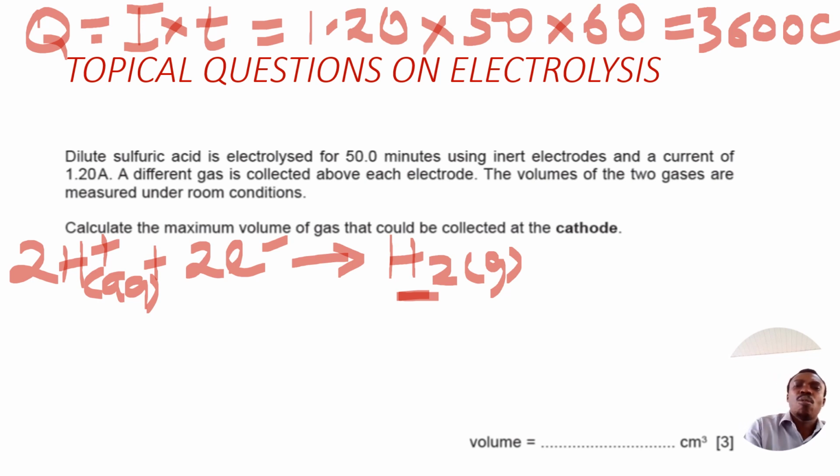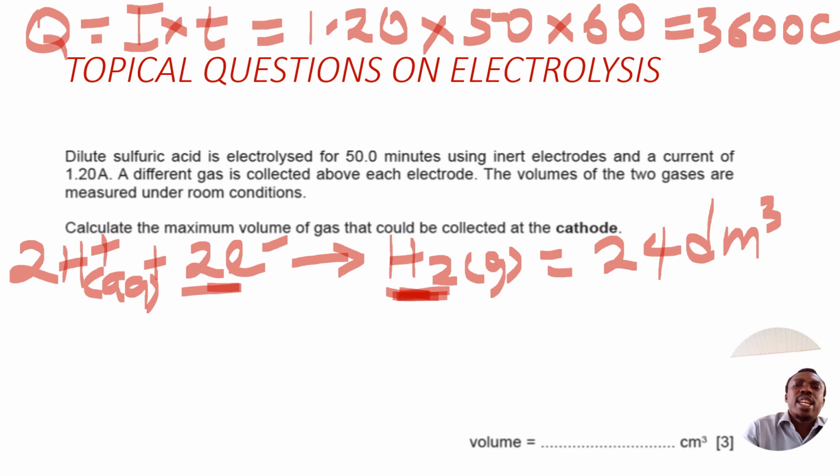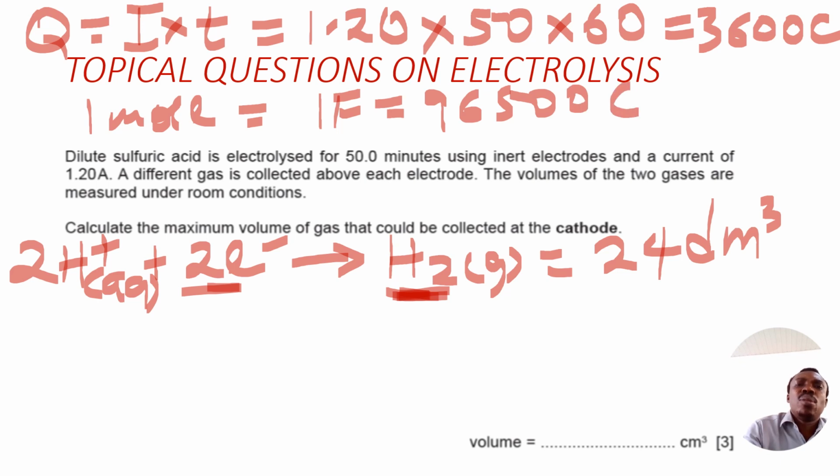So 1 mole of hydrogen gas is discharged at the cathode, and 1 mole of any gas occupies a volume of 24 dm³. So 1 mole of hydrogen gas is equal to 24 dm³ that is discharged at the cathode. And it takes 2 faradays, 2 moles of electrons, to discharge 1 mole of hydrogen gas, which is 24 dm³ of hydrogen gas. And 1 mole is equal to 1 faraday, which is equal to 96,500 coulombs. Therefore, 2 moles will be equal to what?